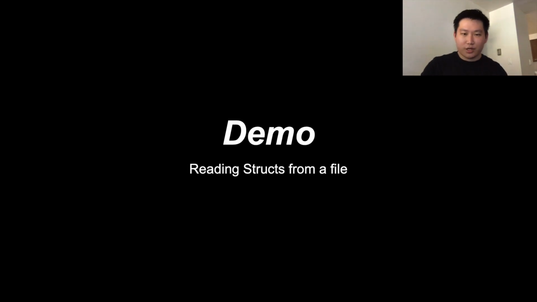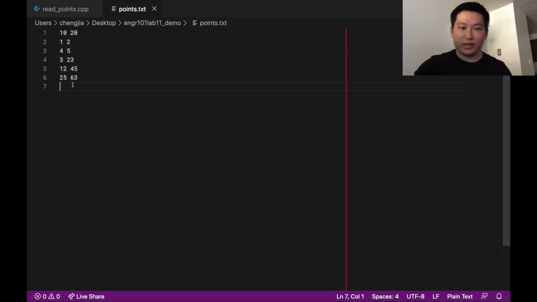Next up, I will show you a coding demo where we read structs from a file. Here we have our data file. In points.txt, which is where our data is stored, we have a list of 6 points. Each point is specified by its x and y coordinates, and the x and y coordinates are separated by a space. Let's write a program together to read every point from this file into a vector of points.